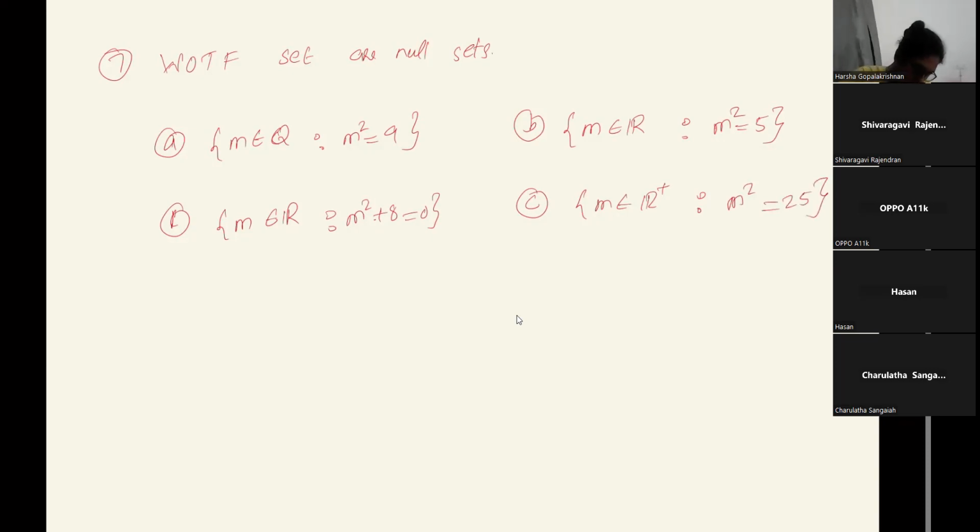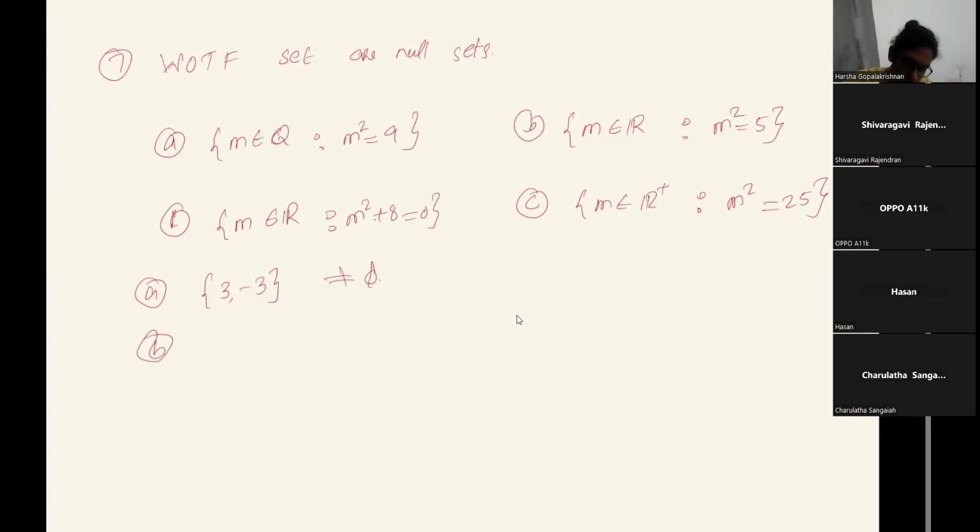So we will go by option. What is the first option? Set of all elements in rational such that M square equal to 9. Can you tell what is this set A? What are all the elements in A? 3 and minus 3. Because 3 square is 9 and minus 3 square is also 9. And both 3 and minus 3 belong to Q. So all conditions of A are satisfied. So this is the required set. Now it is not an empty set, so this is not our answer.